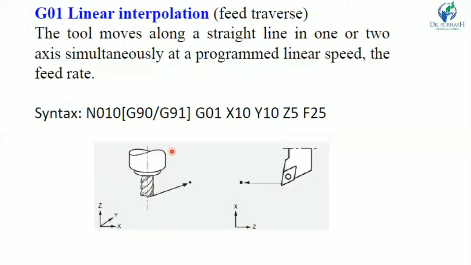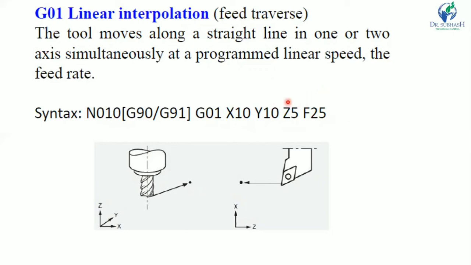Then the next one is G01, the linear interpolation. That is the feed traverse. So any machining along a straight line, including a taper line, is done using the linear interpolation function, and it is G01. Okay. So the general format for this linear interpolation is written like this: absolute or incremental, then G01 for linear interpolation, then X, Y, Z, feed, and some other miscellaneous functions also.